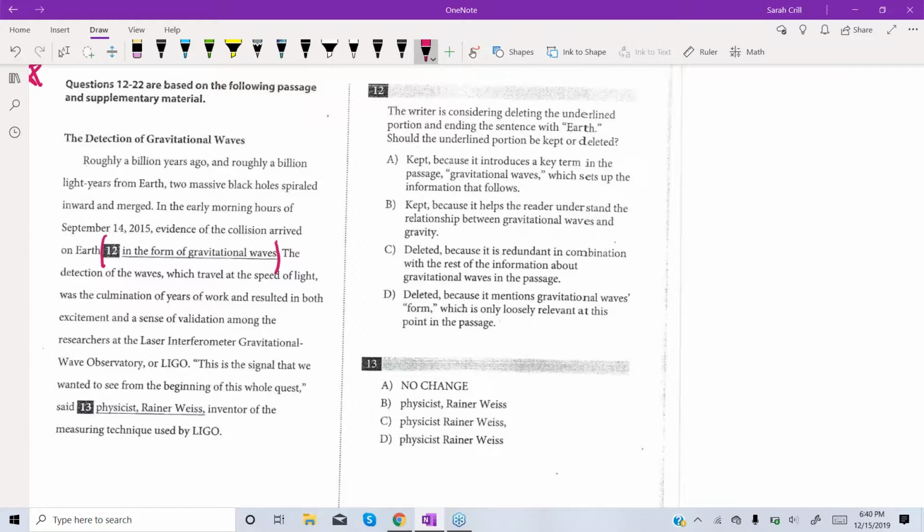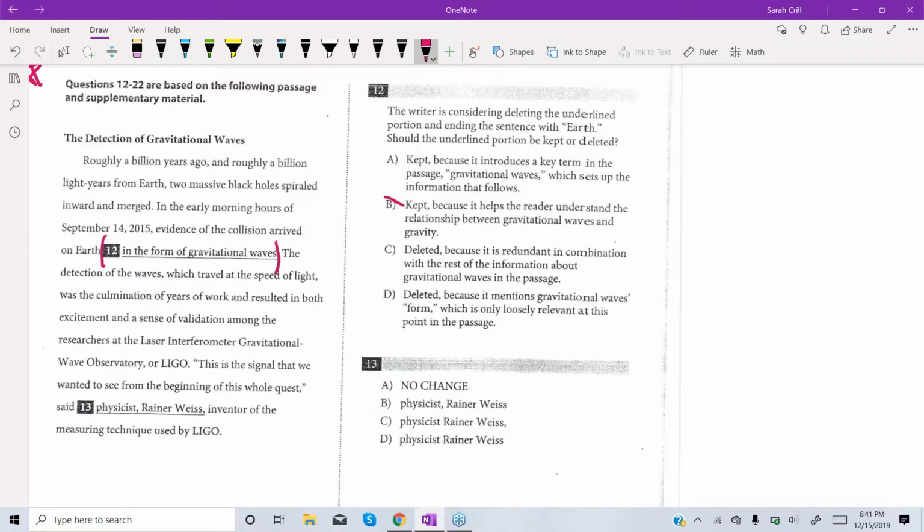So if you're not comfortable answering this question, if you feel like that might be it, you can leave it until later on, where you're seeing that, yes, we needed to introduce this term in order for it to set up the information. Okay. B says kept because it helps the reader understand the relationship between gravitational waves and gravity. Well, we weren't really talking about the relationship between the two things. I would say that's a no-go.